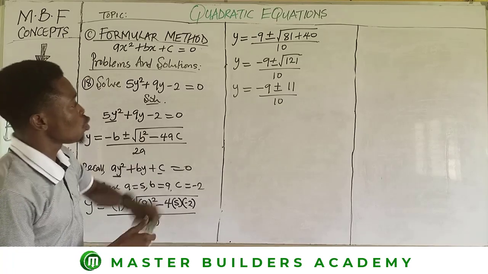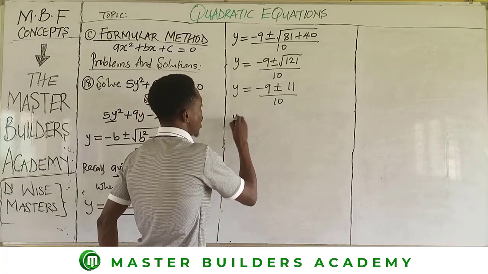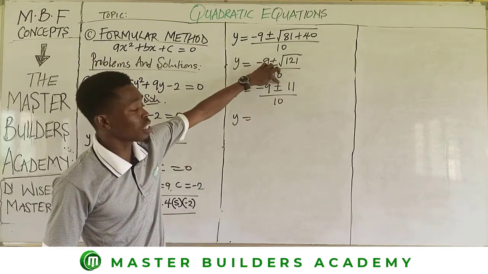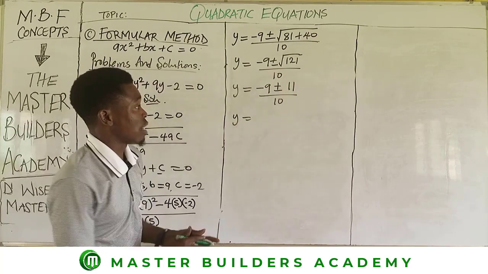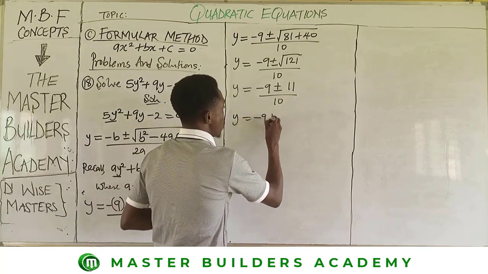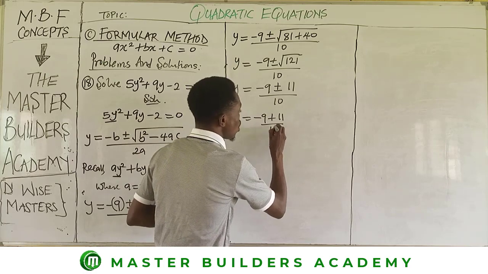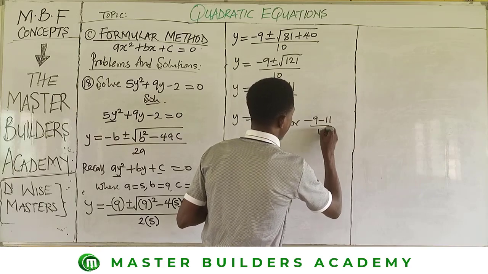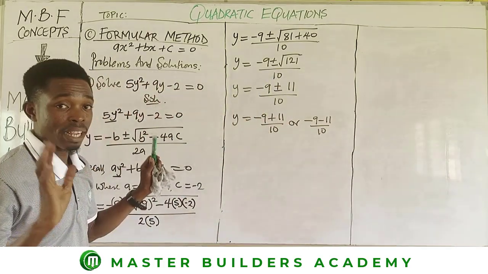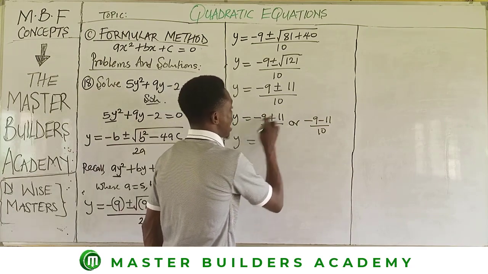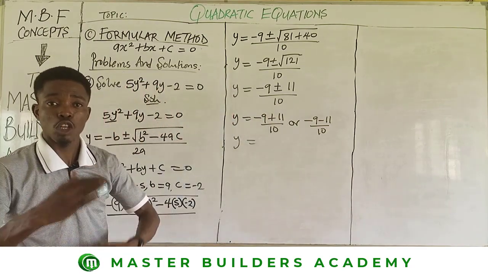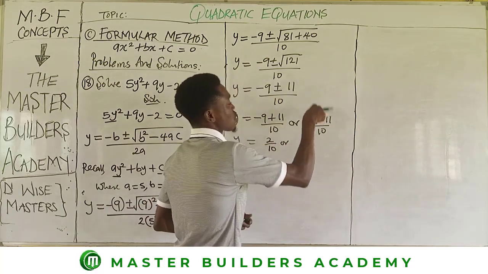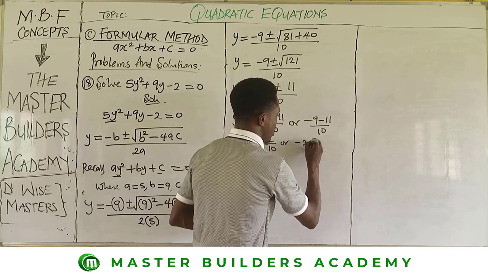Then finally, all we need to do here now is to put down y and split this results by first taking positive sign at the middle term, then also now take minus. Then we have minus 9 plus 11 over 10, or minus 9 minus 11 over 10. It's as simple as this. Now the next thing we do is to remove 9 from 11. So minus 9 plus 11 will give us plus 2. Then this will have given us 2 over 10, or minus 9 minus 11 will give us minus 20 over 10.